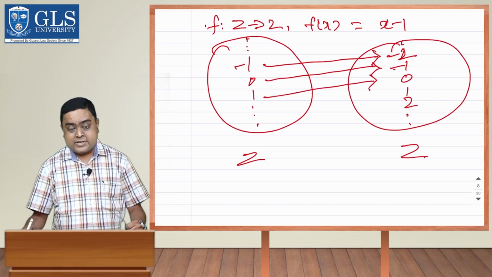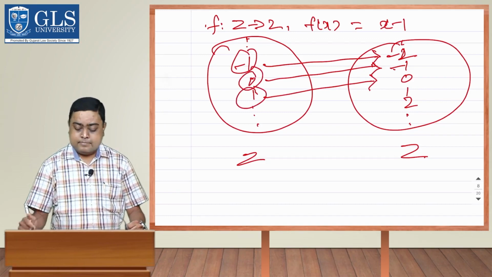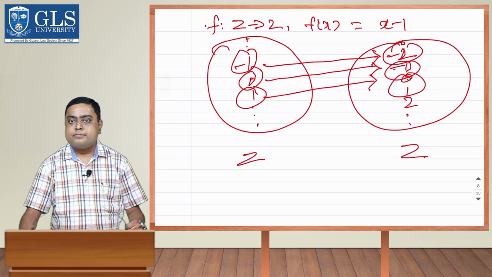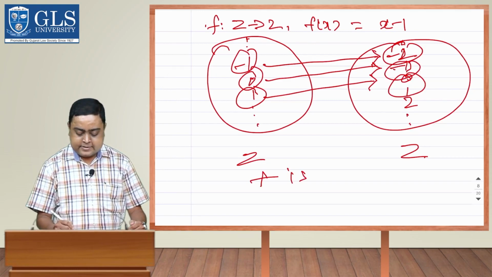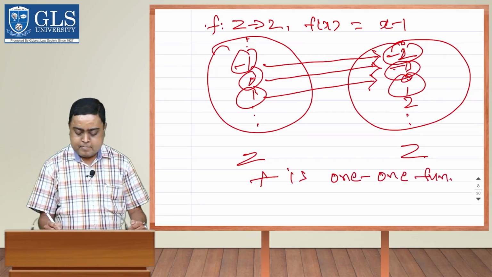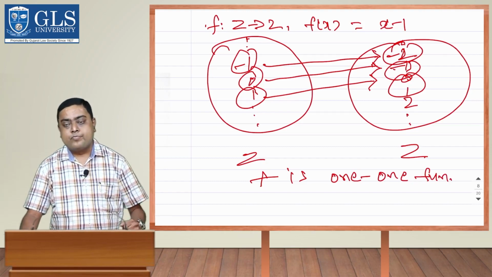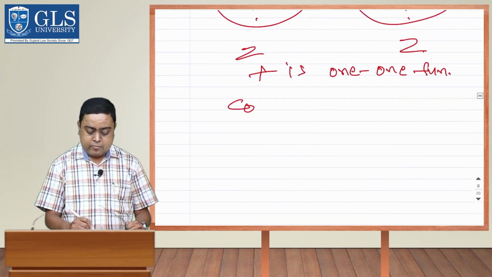So friends, here you see that all x are different, and see their images, they are also different, right? Therefore we say that this f is one-one function, right? Now for onto we know, we find codomain.